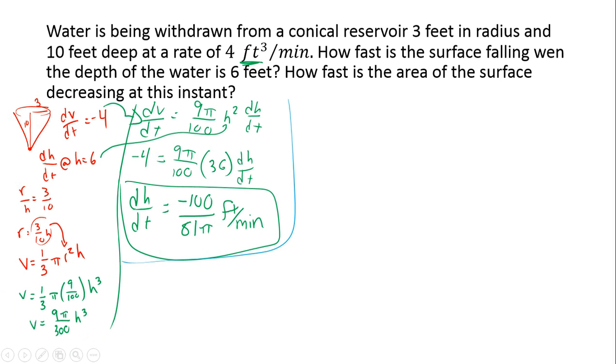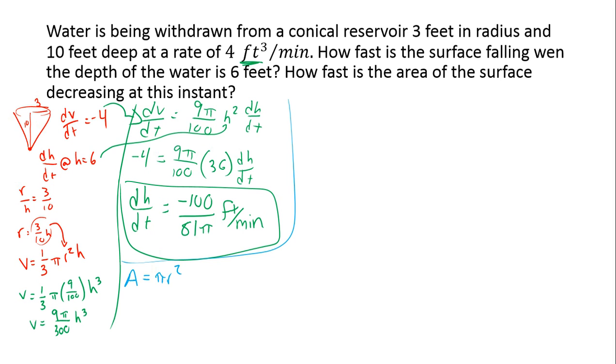Okay, so as the water's being let out, when it's at 6 feet, it's actually falling at negative 100 over 81 pi feet per minute. That's the rate at which it's falling. So the next one's asking how fast is the surface area decreasing at this instance. Okay, and so what we're going to do now is surface area. Well, since we got a circle, we're going to use pi r squared.